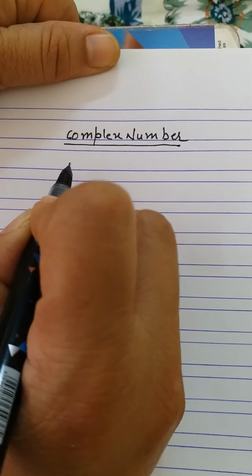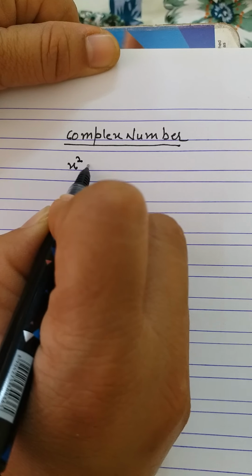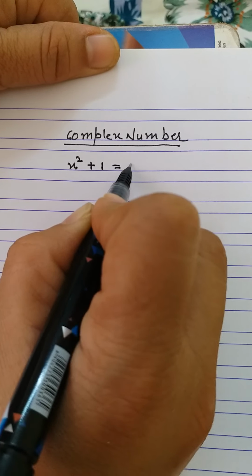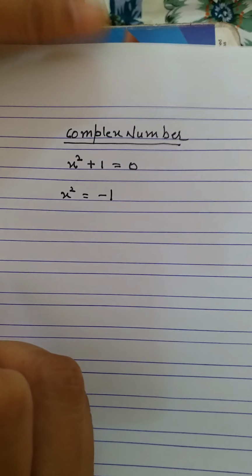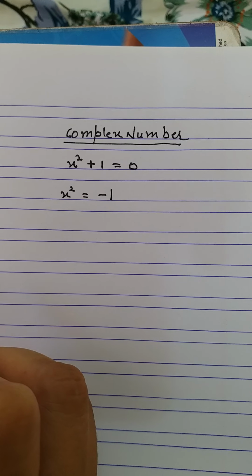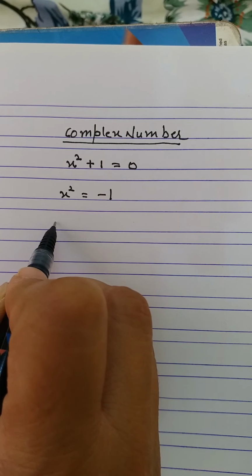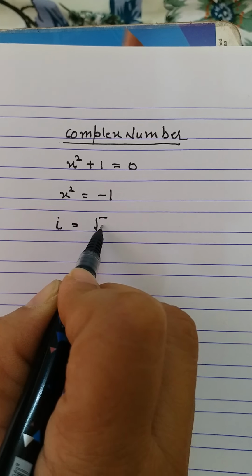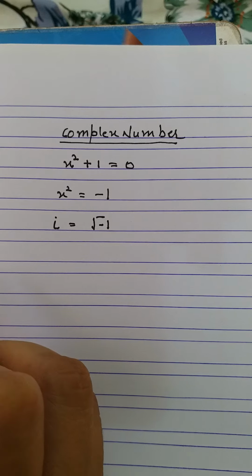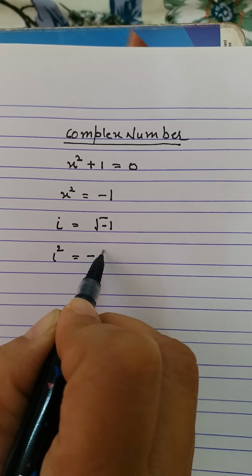In earlier classes we have studied quadratic equation. Let us take one example, x square plus 1 is equal to 0. In this, x square is equal to minus 1, and the square of a real number is always positive. That's why we have to extend the real numbers. Let us take iota, that is equal to root minus 1, and iota square is equal to minus 1.